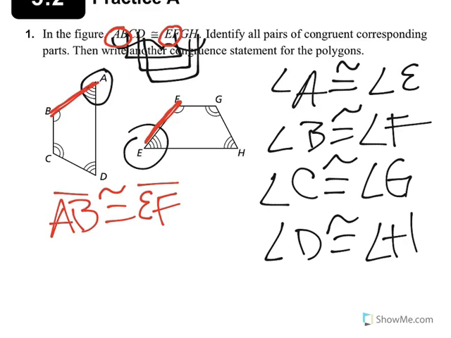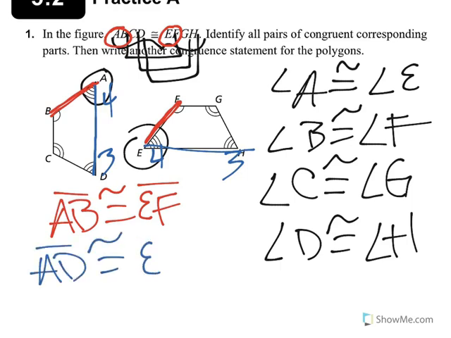Okay, let's see, we have AD, so we went from 4 to 3 arc marks, so we're going to go from 4 to 3 here to get EH, so AD is congruent to EH.